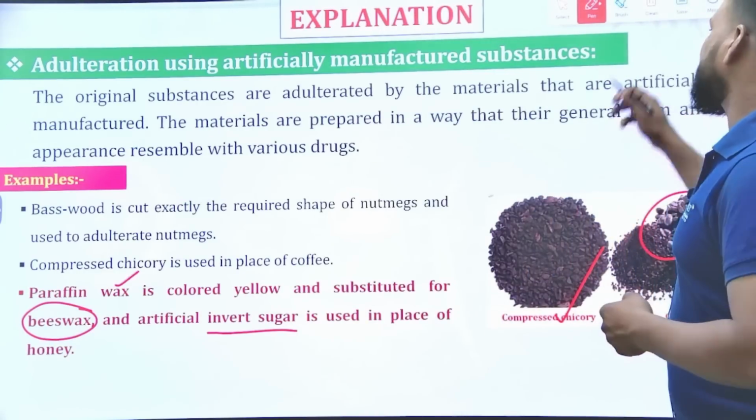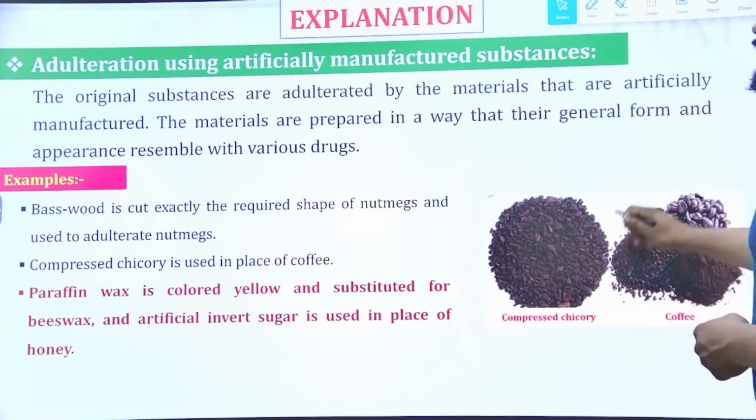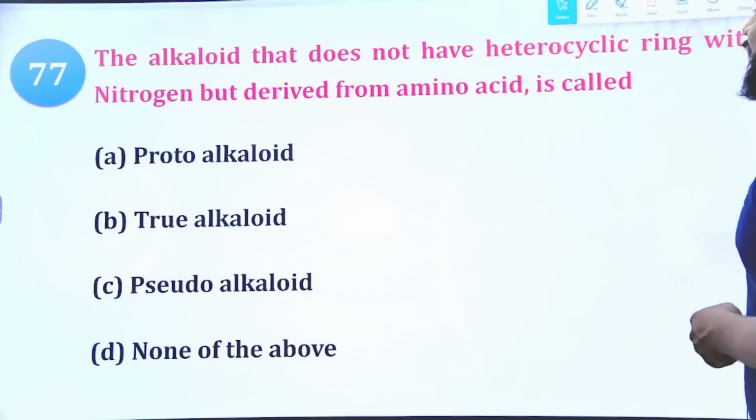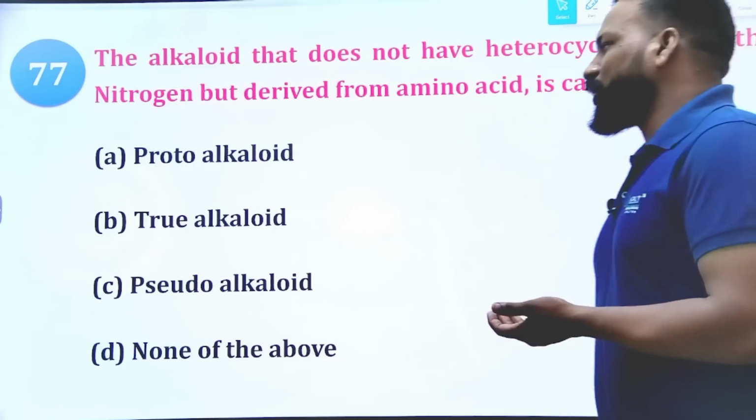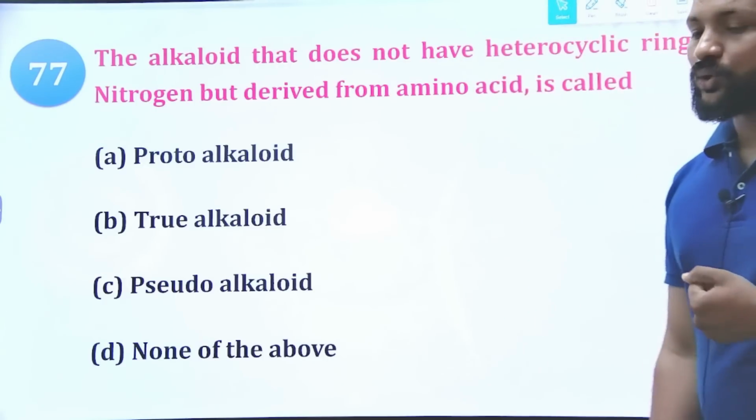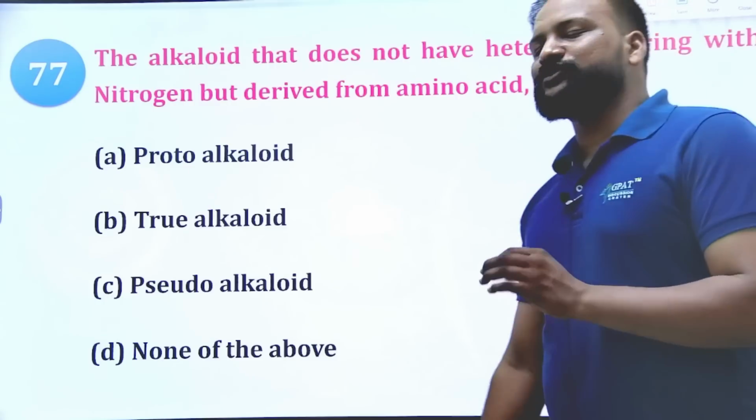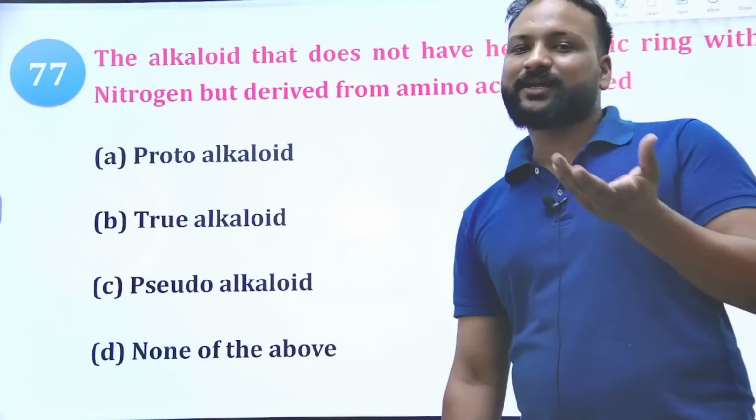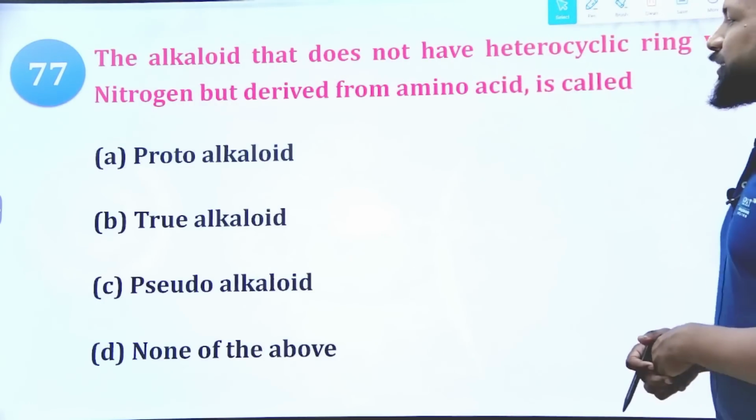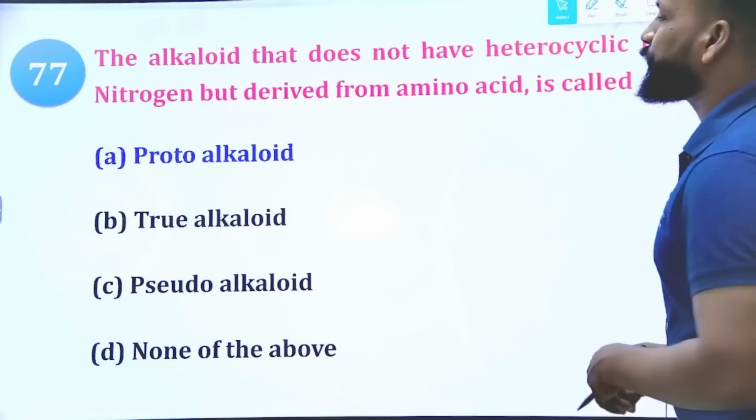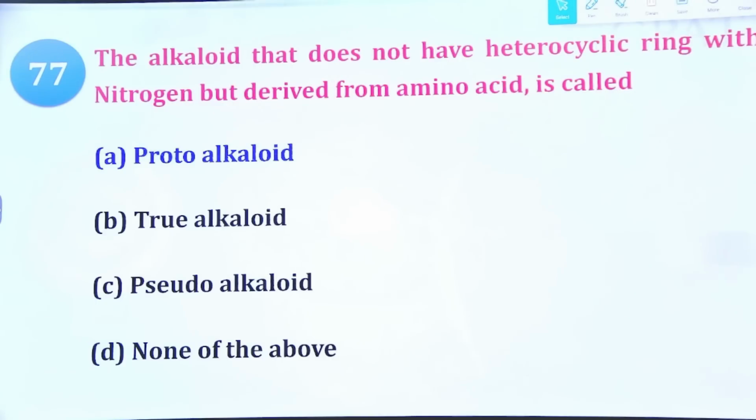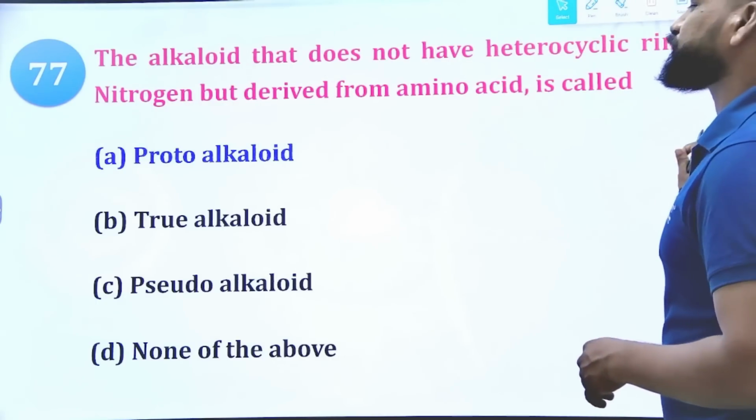Next question. The alkaloid that does not have a heterocyclic ring with nitrogen but is derived from an amino acid is called as: protoalkaloid, true alkaloid, pseudoalkaloid, or none of the above. According to the definition, the nitrogen should be in the heterocyclic ring, and if it is not there, the answer is protoalkaloid, my dear aspirants.